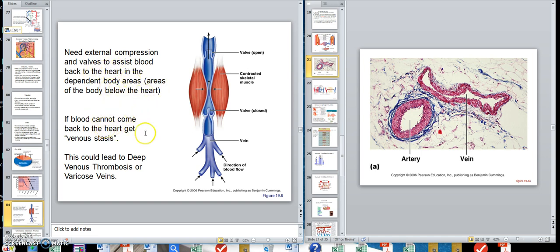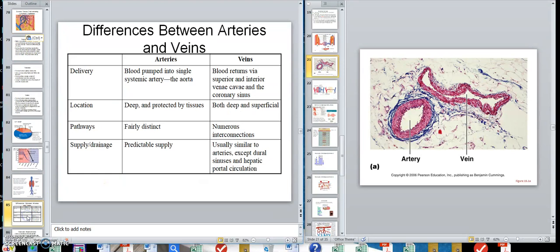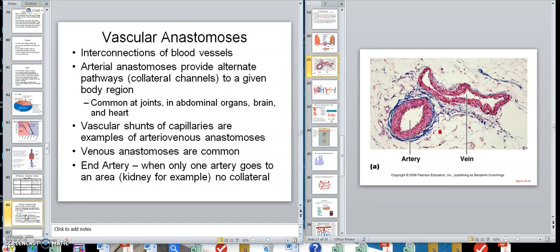If blood cannot get back, you could get venostasis. This could lead to deep venous thrombosis in the deep veins or varicose veins in the superficial veins. Okay? Here's the difference between arteries and veins. Okay?